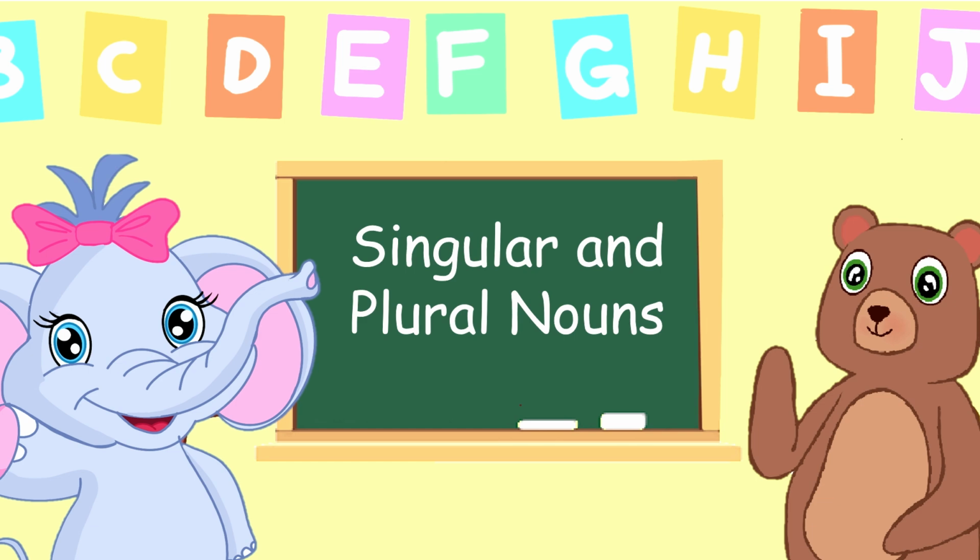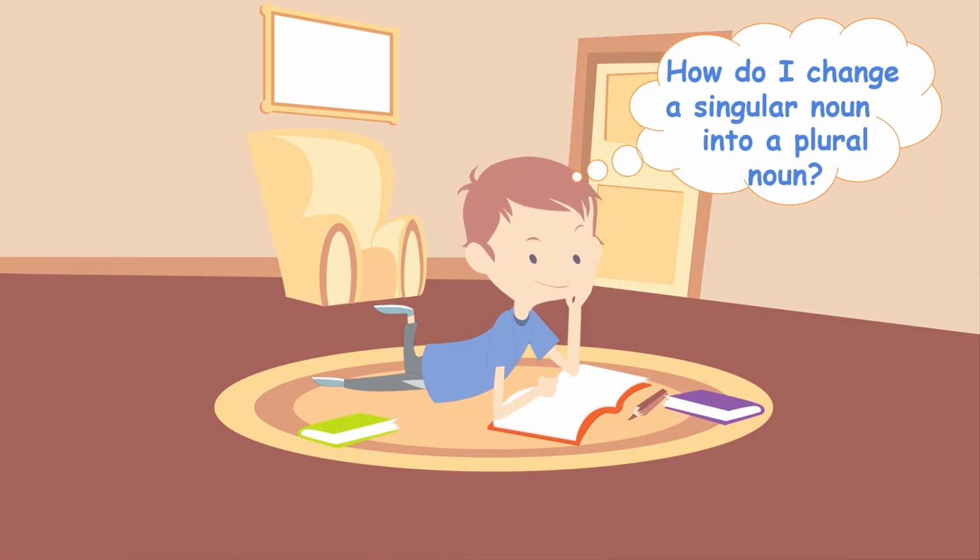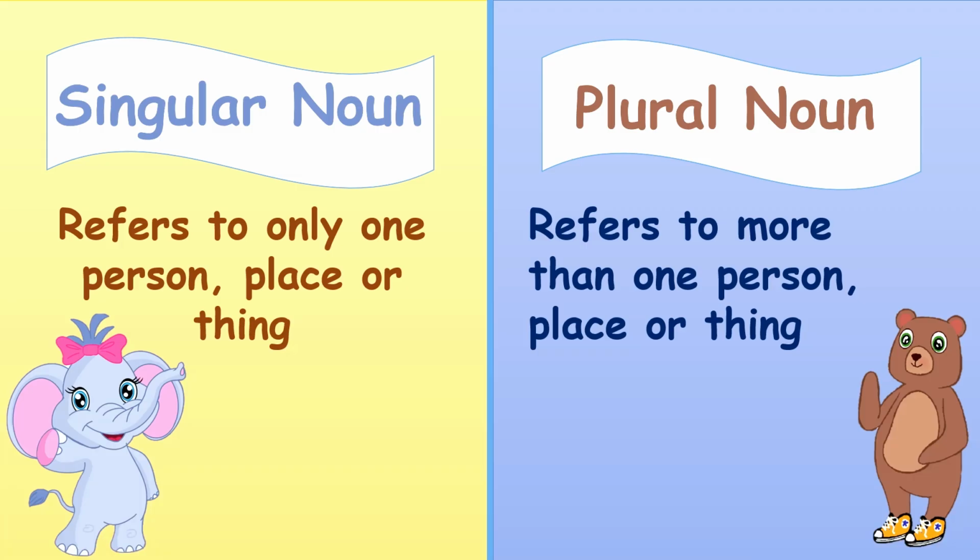Welcome to Bunny Tales. Today we're going to learn about singular and plural nouns. How do I change a singular noun into a plural noun? A singular noun refers to only one person, place, or thing. A plural noun refers to more than one person, place, or thing.